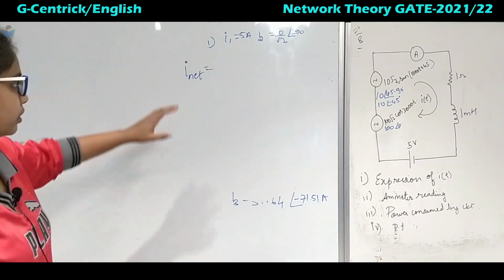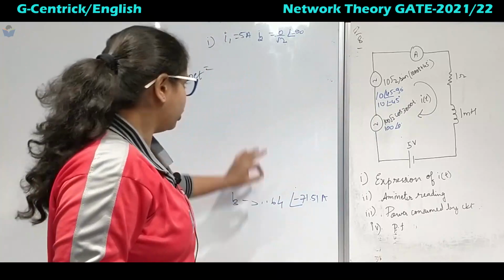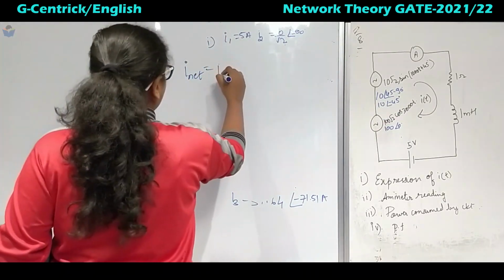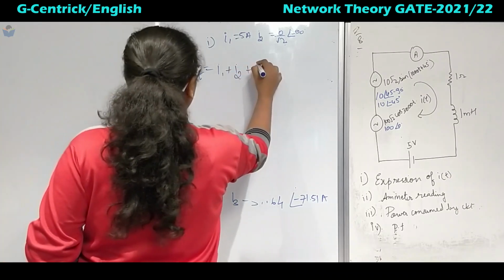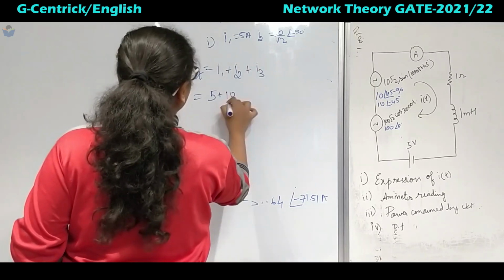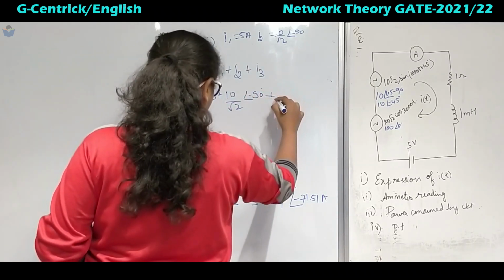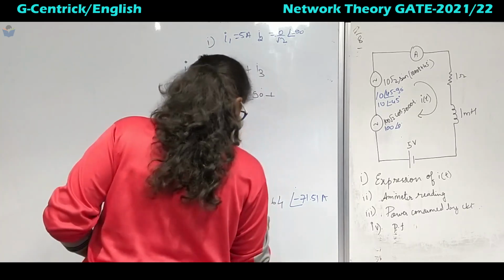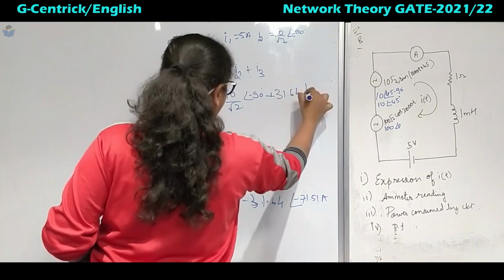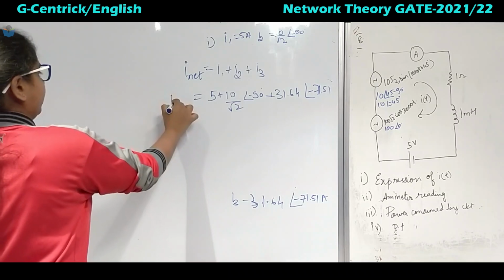After completing the superposition for each of the active sources, I have got 3 values I1, I2 and I3. So I will add them together, I1 plus I2 plus I3. I1 is 5, I2 is 10 by root 2 angle minus 90, and this is 31.64 angle minus 71.51. So this is the I net.